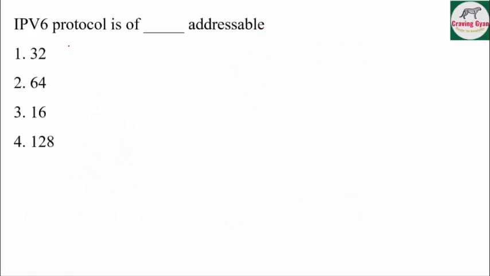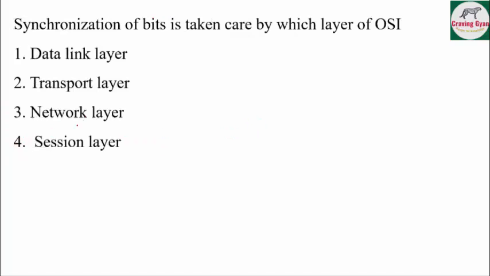Moving on to the next question, what they have given is IPv6 protocol is of dash bit addressable. We know that IPv6 protocol is of 128-bit addressable. If they are asking with respect to IPv4, IPv4 is of 32-bit addressable. So this one you have to remember. So option 4 is correct.